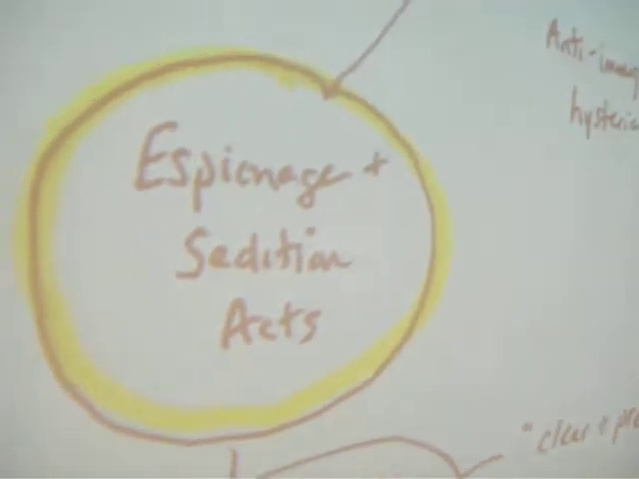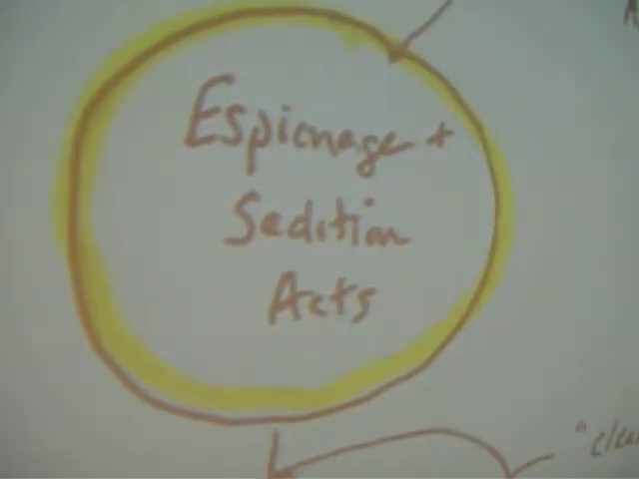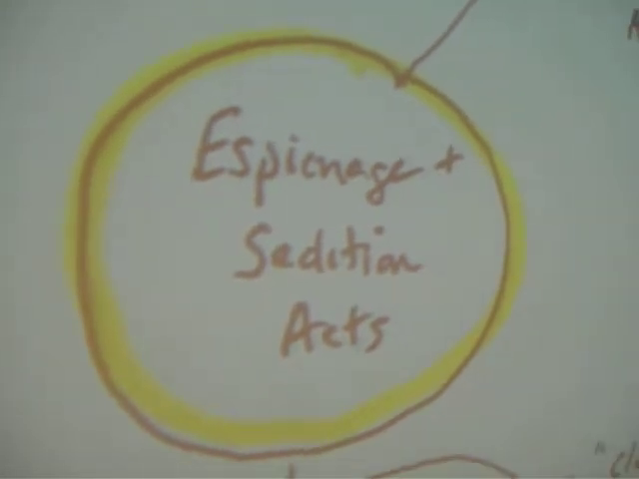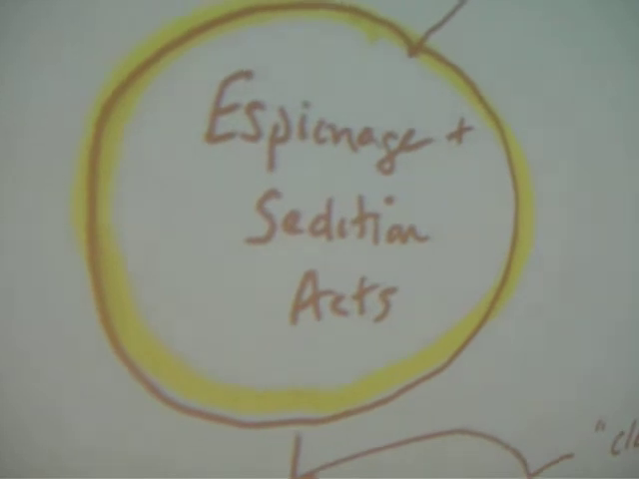But there were others who were also opposed to war, and so to kind of stop this opposition, the Espionage and Sedition Acts were passed. And basically this made it illegal to speak out against the war or to do things that would hurt the war effort.